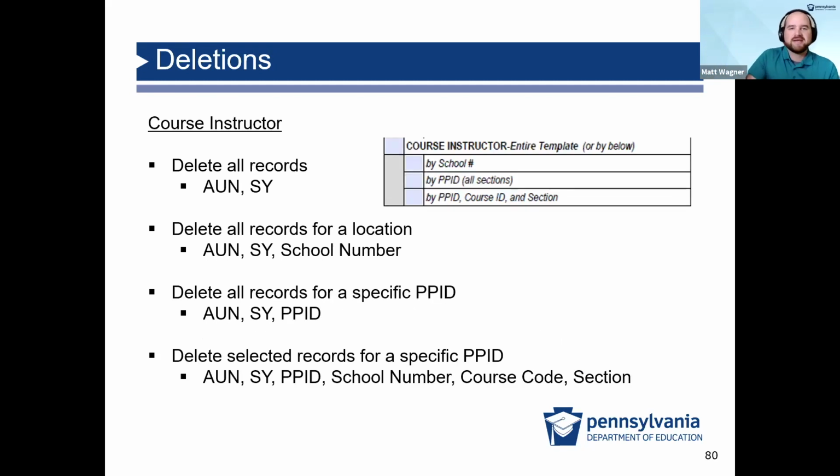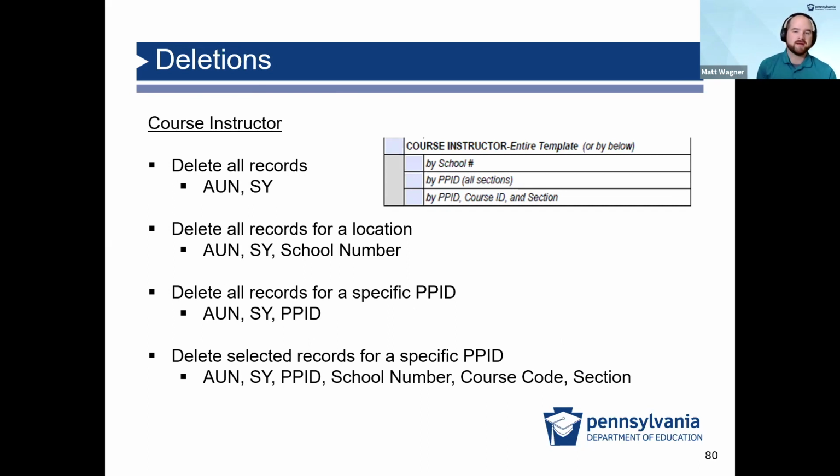For course instructor, we have, again, full course instructor template. So this would get rid of your instructors and your student course enrollment template, but leave the course one. You can delete by school number. You can delete by PPID for all sections. So if you have one teacher that you need just to wipe, we can just use the PPID and just make sure you check all sections.